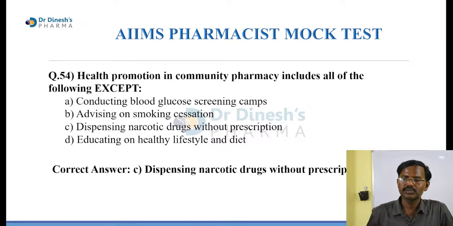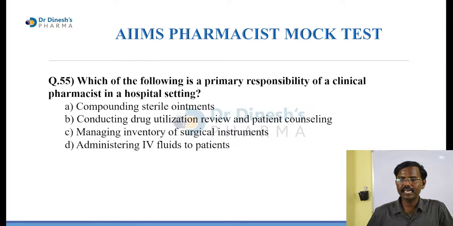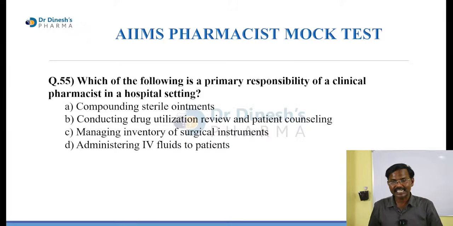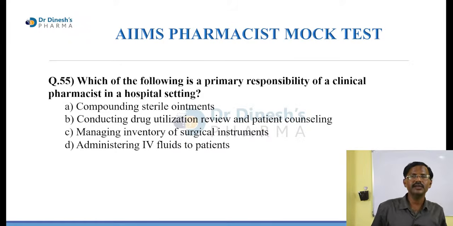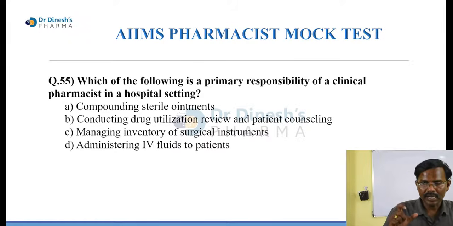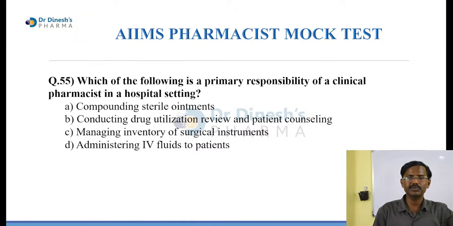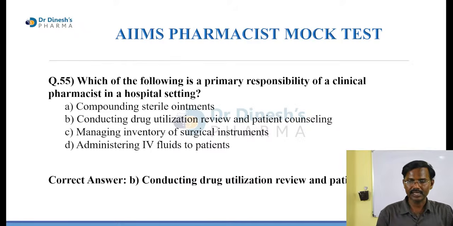Next. Which of the following is a primary responsibility of a clinical pharmacist in a hospital setting? In a hospital setting, what is the main primary responsibility of a clinical pharmacist? Conducting drug utilization review and patient counseling. The rest we cannot do. Next slide, next question.